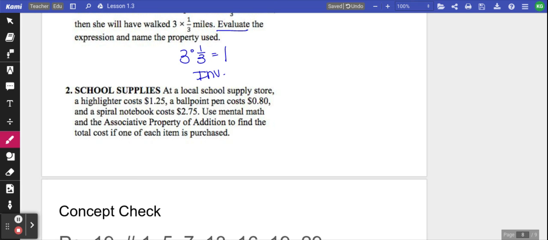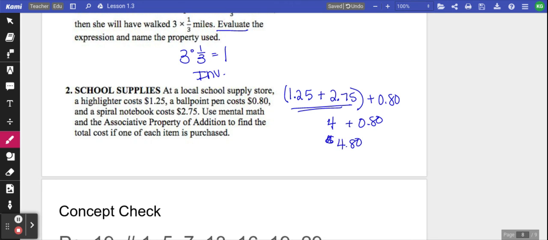So with the associative property, it's asking which ones would you group together if you wanted to do mental math? Well, we would group the quarters, the 3 quarters and the 1 quarter there together and put the 80 cents on the outside. So using mental math for this would give me $4 and a total of $4.80.